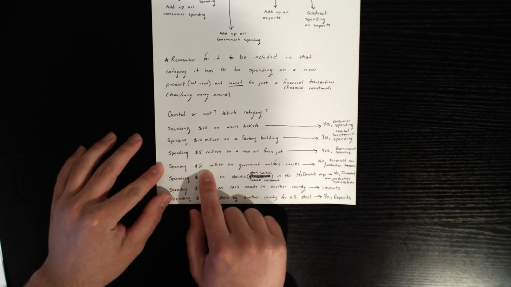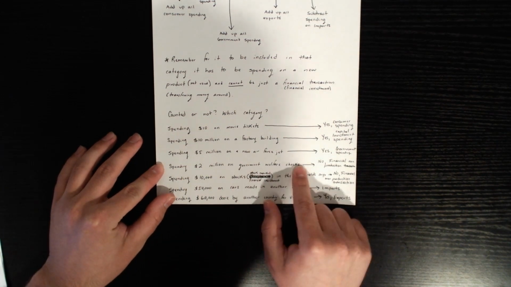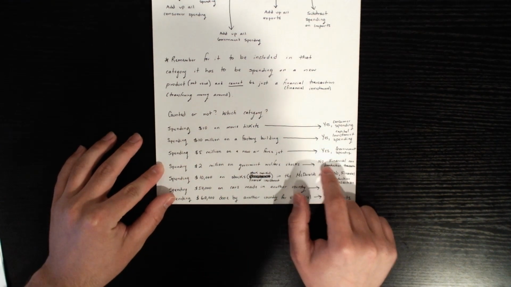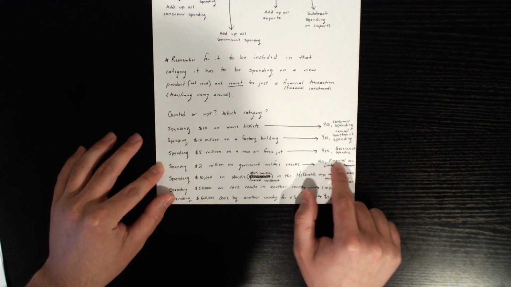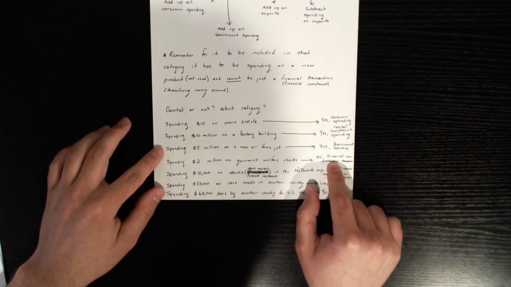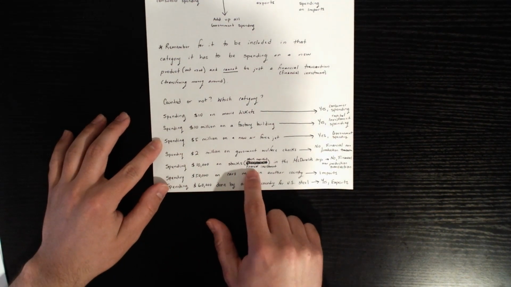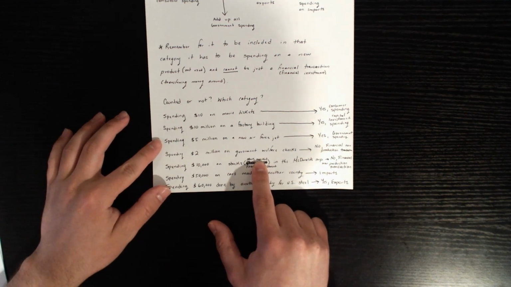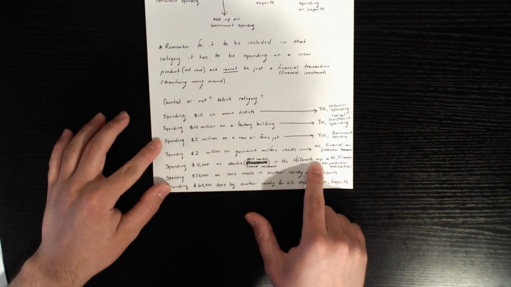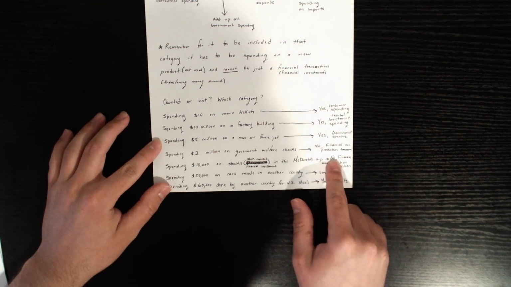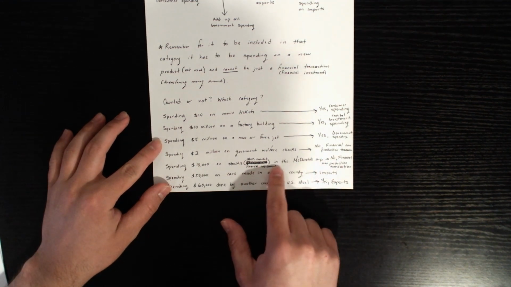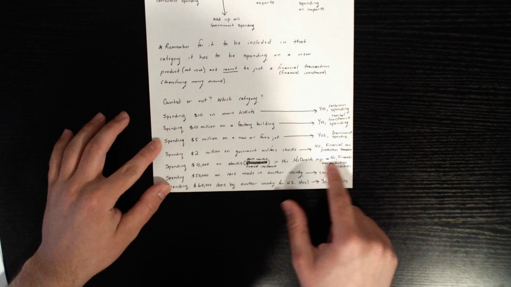Then we have spending $2 million on government welfare checks. Now, here, this is not going to be counted because they're just transferring money around. They're not really producing something new. Then we have spending $10,000 on stocks. That's a financial investment in the stock market in the McDonald's Corporation. And this is not going to be counted because that's buying a financial investment, not producing anything.